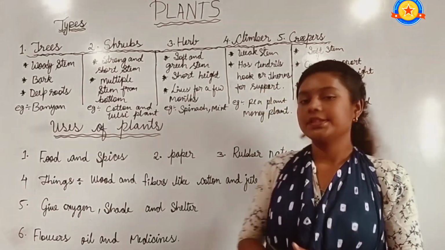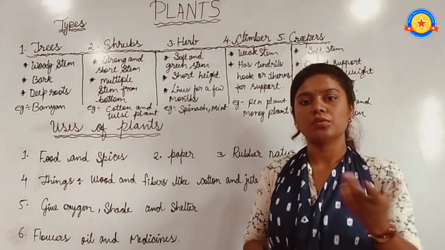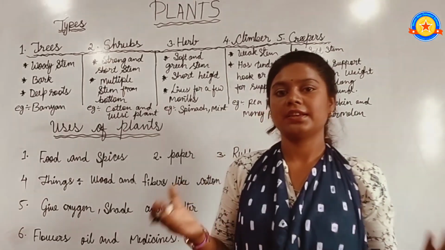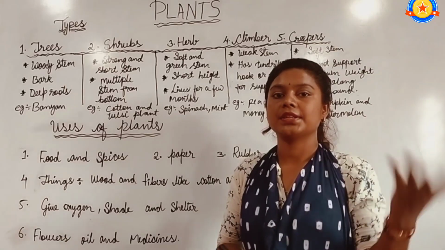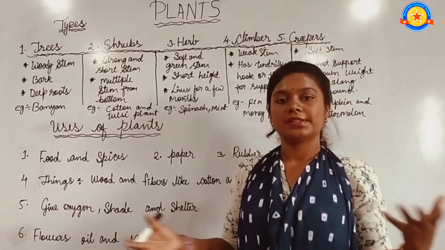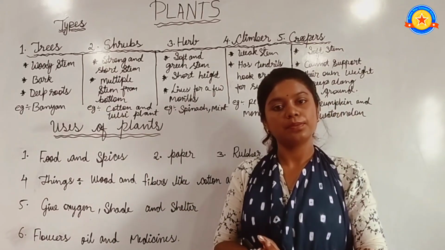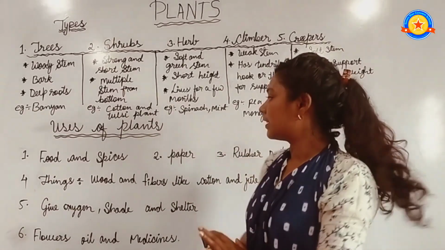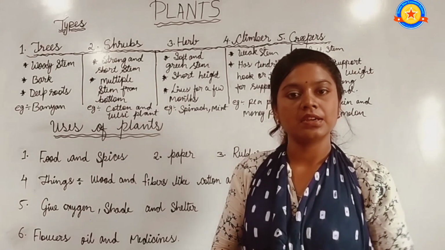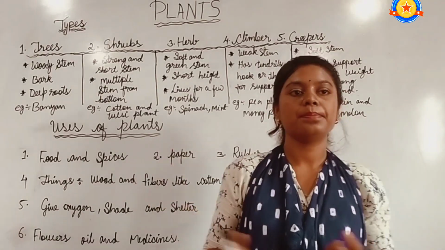And we get medicines also from the plant. How? From the tulsi plant we get medicines. Yes, from the tulsi plant and the sandalwood plant we get different kinds of medicines for ourselves. So these are the uses which we get from the plant.